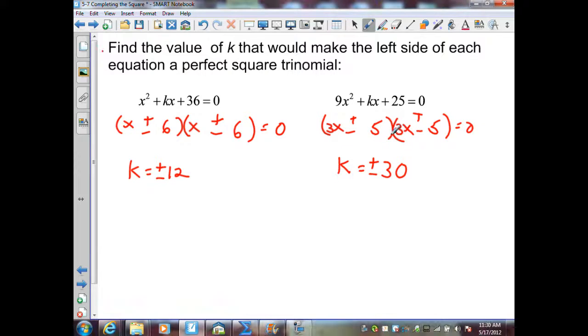Just remember that I broke up 9 into 3 and 3, 25 into 5 and 5, and also 36 into 6 and 6, because I have a perfect trinomial, which means I know that these have to be perfect squares and they have to break up into those perfect squares.